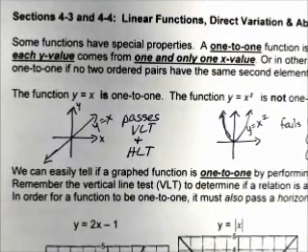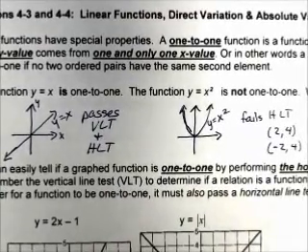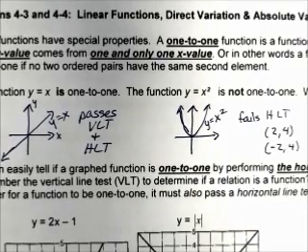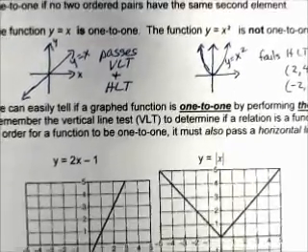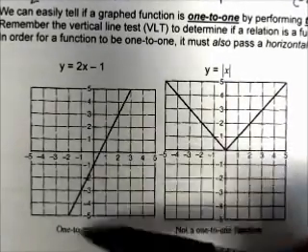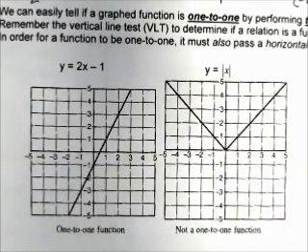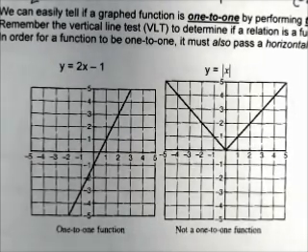Just a reminder, we can easily tell if a graphed function is one-to-one by performing the horizontal line test, which we did above. Remember the vertical line test to determine if a relation is a function. In order for a function to be one-to-one, it must also pass the horizontal line test. So here we have the graph of y equals 2x minus 1. It is a function. It is also one-to-one because it passes. In order to be one-to-one, it first has to be a function. You cannot have a relation that's one-to-one. Only a function can be one-to-one.